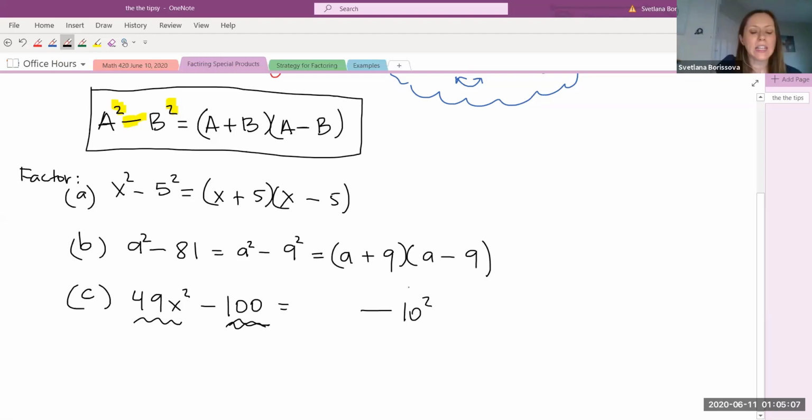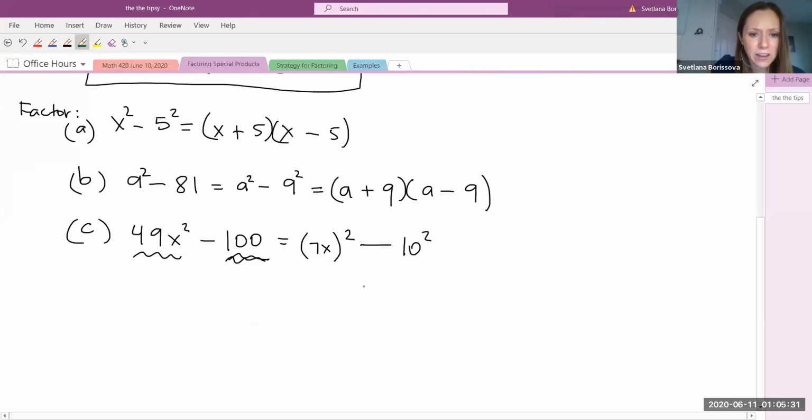So minus 100. And then what is being squared in the first place? Well, x is being squared, but next to it is a number. Everything has to be a square. So that number we write as 7 squared. In fact, I can write this whole term as 7x, and then this whole thing is squared. That's how I think about it. If I do 7x times 7x, that's going to be 49x squared, right?